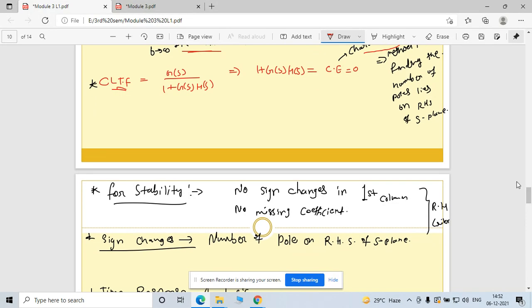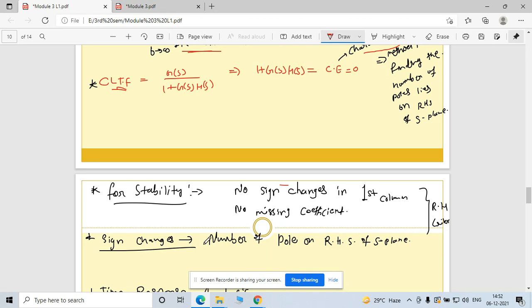If the system has some variables and follows this condition, then you can guarantee that your system is stable. But if this condition is not satisfied, you can say that your system is definitely unstable. So the conditions are: no sign change in the first column and no missing coefficient.